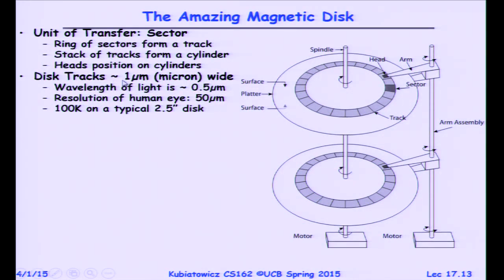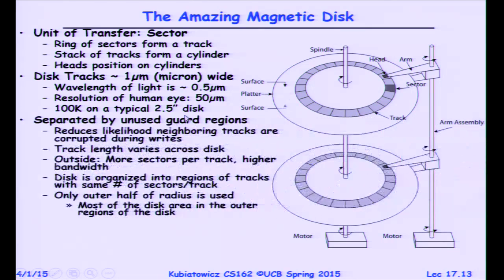Disk tracks are about a micron wide or so. Okay, a micron is 10 to the minus 6 meters, right? The wavelength of light being 0.5 microns tells you a little bit something about how close the tracks are to each other. Okay, that's 2 wavelengths of light. And the human eye can see 50. Okay, so there you go. We get about 100K tracks on a typical 2.5-inch disk. So these are the smaller ones that go into smaller laptops.